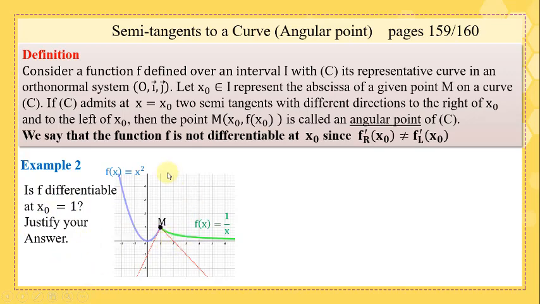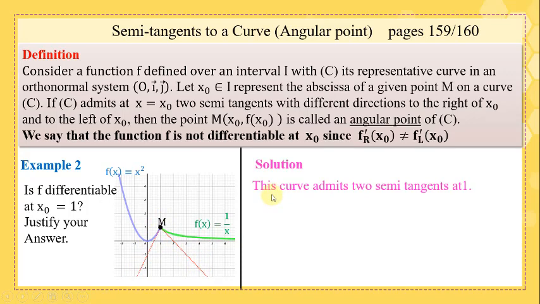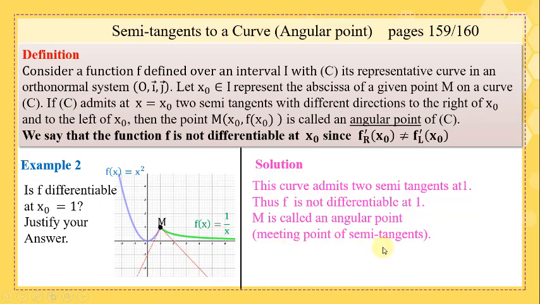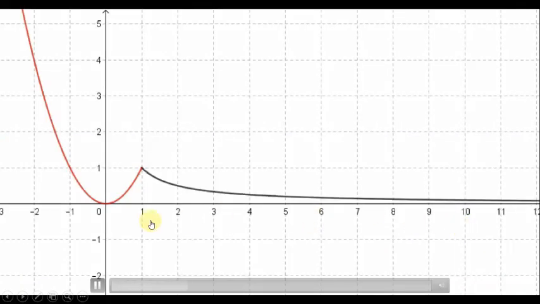Justify your answer. As you notice here graphically, at point x equal 1, to the left of point 1, 1 minus, we have this semi-tangent, while at the right of point 1, 1 plus, here we have this semi-tangent. So we don't have on point 1 a tangent, we have two semi-tangents. We say that this curve admits two semi-tangents at 1. Thus, f is not differentiable at 1. M is called an angular point, meeting point of the two semi-tangents. Look here.